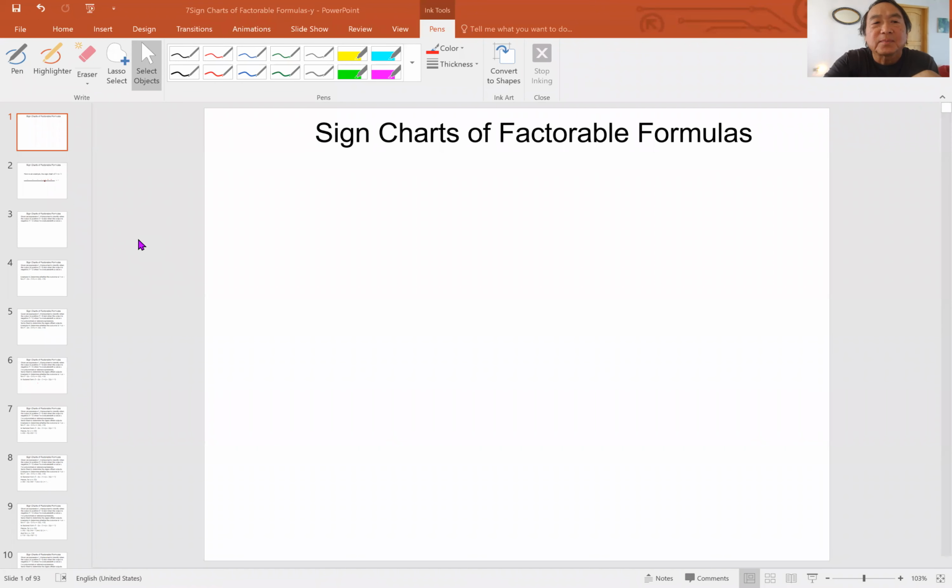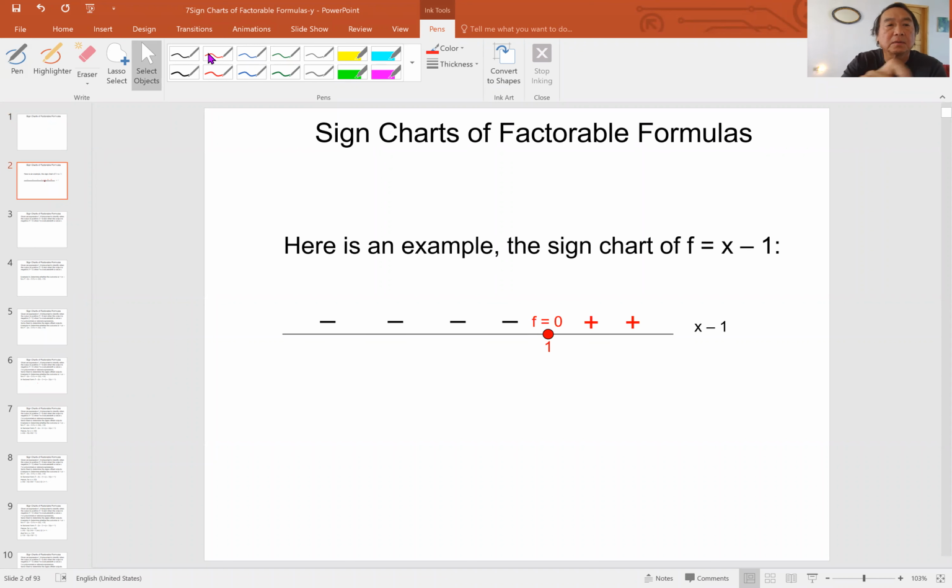Hello, this is Professor Ma, and this is the section on sign charts, specifically sign charts for factorable formulas. First, what's a sign chart? Here's an example of a sign chart. We have the formula x minus 1, and this is a sign chart for the formula x minus 1.